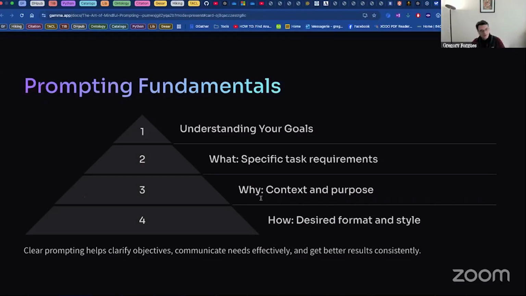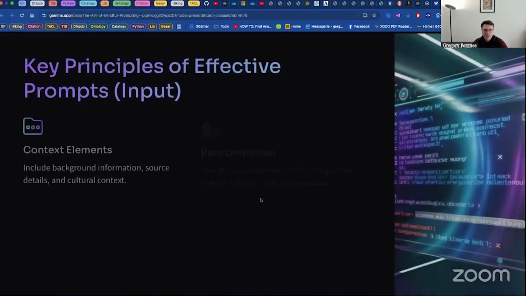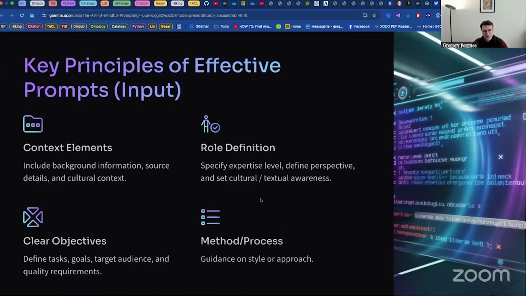We will want to know what we're talking about. So what is the task about? We want to understand maybe what the context is, what the purpose of doing all this is, and how we want the output. So clear prompting does that, and it will help you get faster and better results.